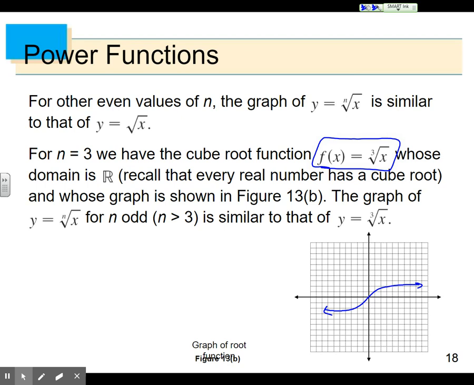It's got a domain of all real numbers. The range is actually all real numbers as well. There's no asymptotes on this. Okay, the asymptotes we're going to get to in just a minute.